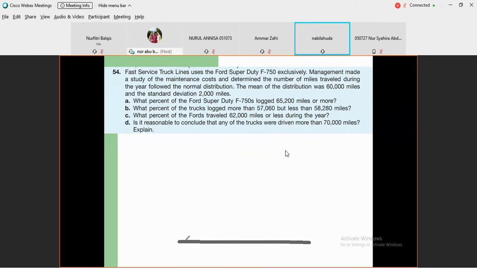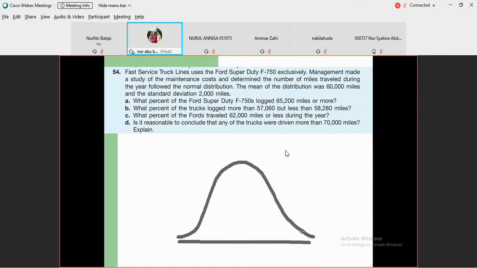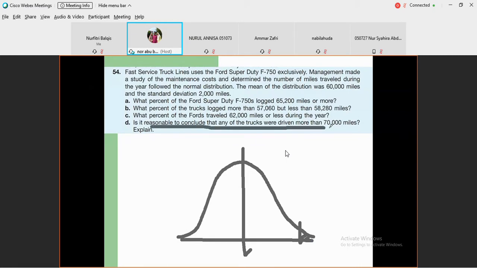Okay, jadi probability is 0 means that it's going to never happen ataupun tak akan berlaku. Jadi bila tak akan berlaku maksudnya, okay, is it reasonable to conclude that any of the trucks were driven more than 70,000 miles? So the answer is no, is not going to happen.